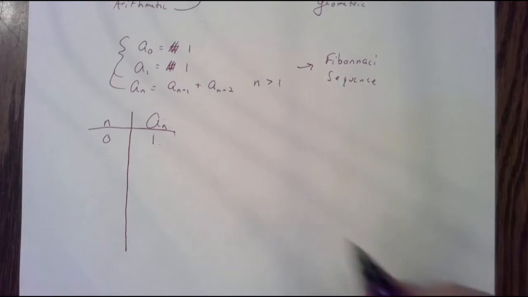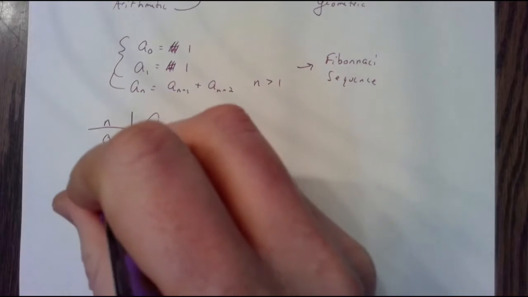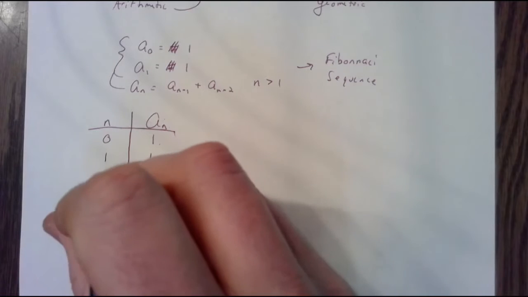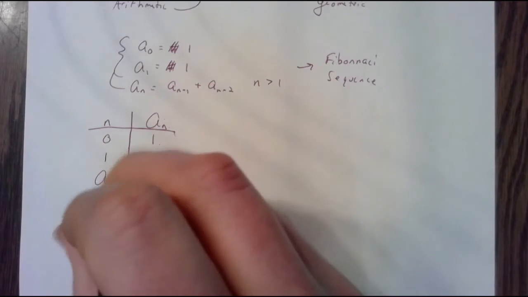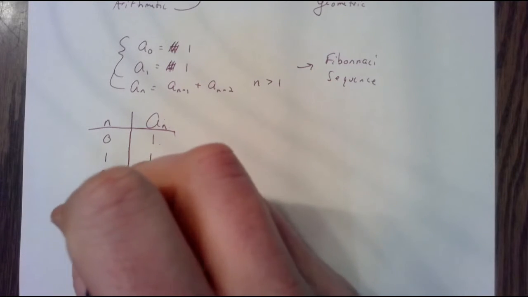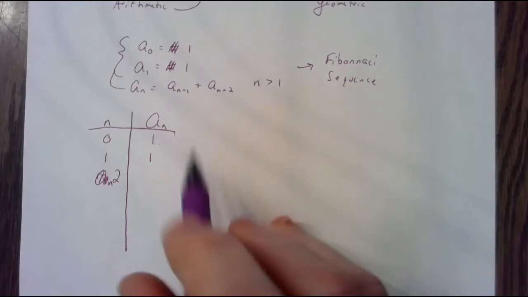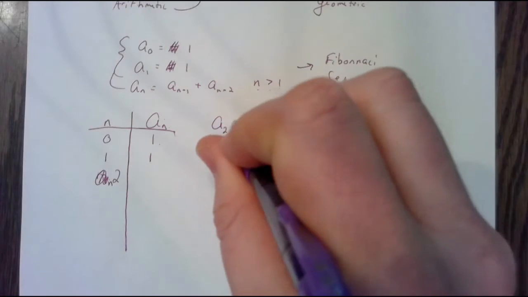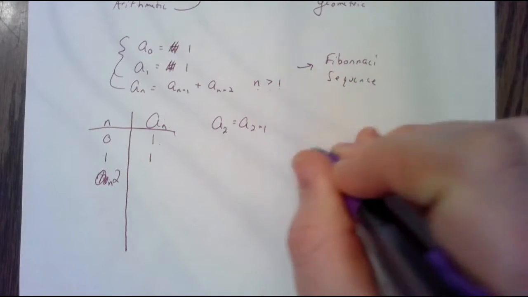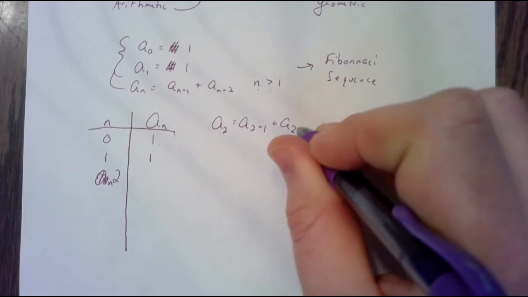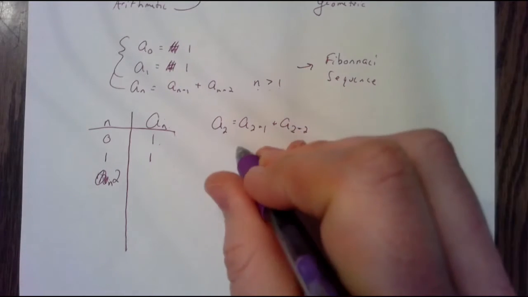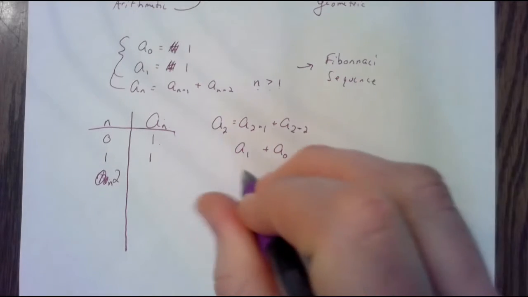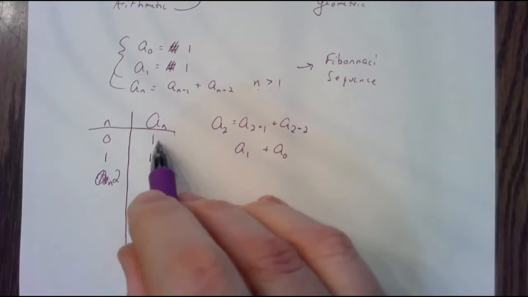Now if I want to get a sub 2, sorry, this should be a 2. When I want to get a sub 2, right, for n greater than 1, I use this. So I know that a sub 2 will equal a sub 2 minus 1 plus a sub 2 minus 2. A sub 2 minus 1 is a sub 1. A sub 2 minus 2 is a sub 0. A sub 1 is 1. A sub 0 is 1. 1 plus 1 is 2. So here, a sub 2 is 2.